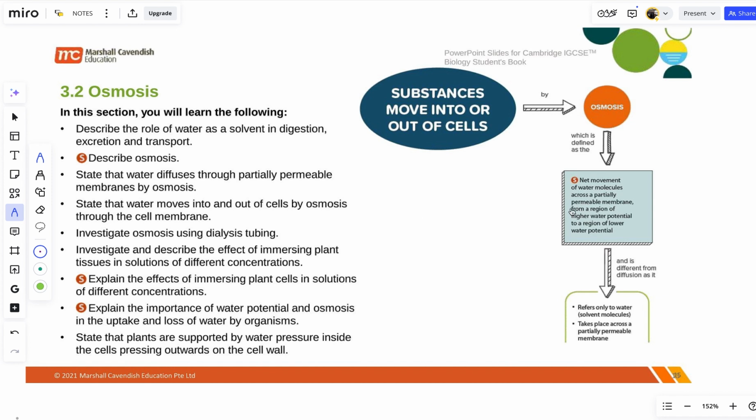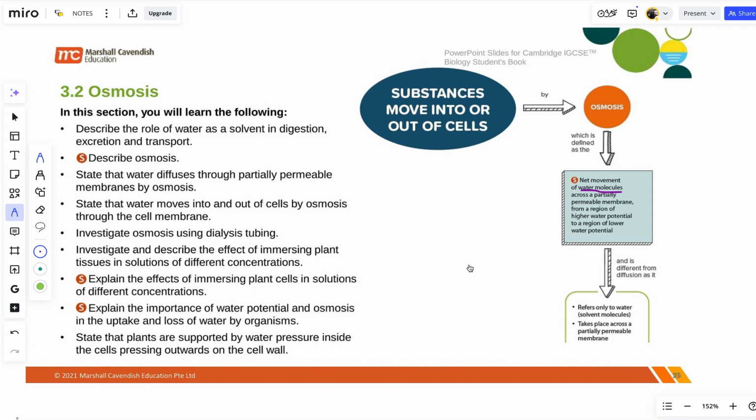Okay, the movement of water molecules. This one we specify: it is not just substance, but water molecules across a partially permeable membrane from a region of higher concentration to a region of lower concentration, through water potential. So here we're talking about water molecules moving from a high region to a lower region.